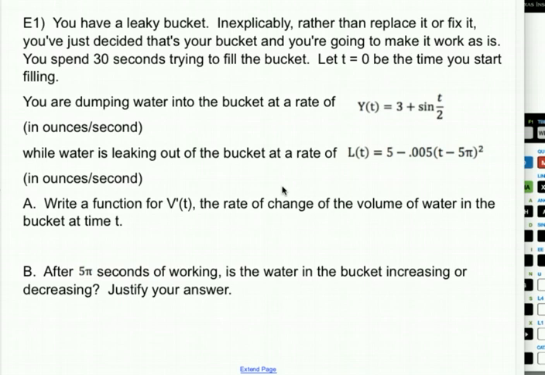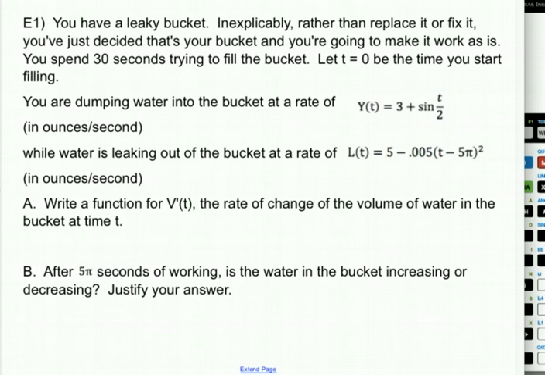You are dumping water into the bucket at a rate of y of t equals 3 sine of t over 2 in ounces per second, while water is simultaneously leaking out of the bucket at a rate of L of t, where that equals 5 minus 0.005 times the quantity t minus 5 pi all squared, also in ounces per second. So you're going to write a function for v prime of t, which is the rate of change of the volume in the water in the bucket at time t.